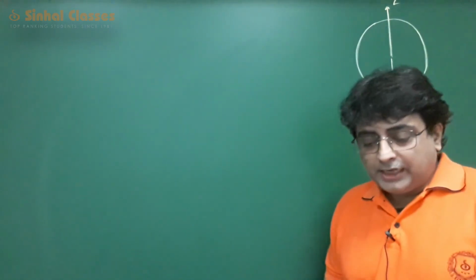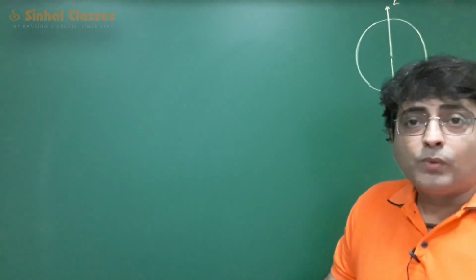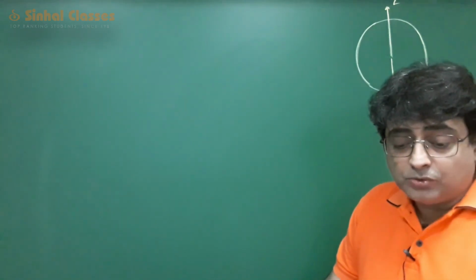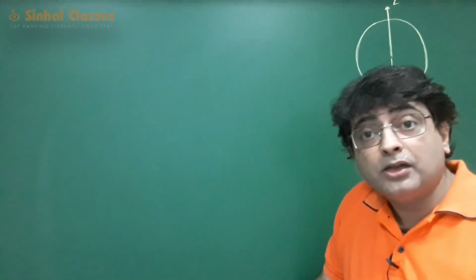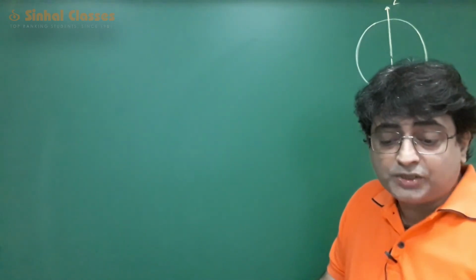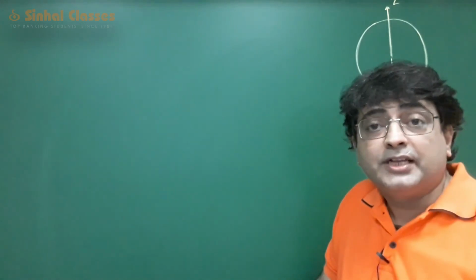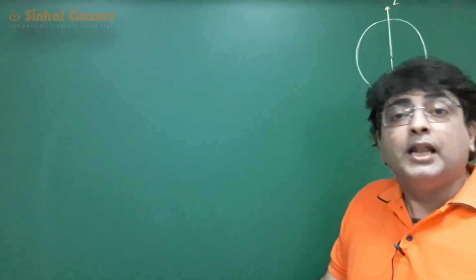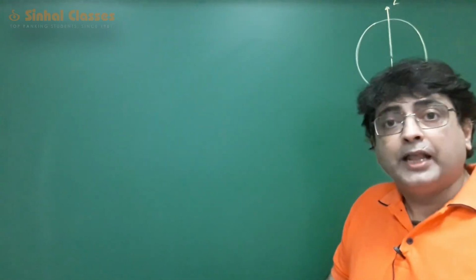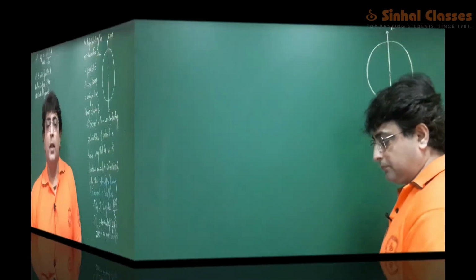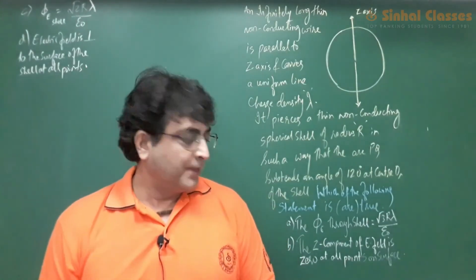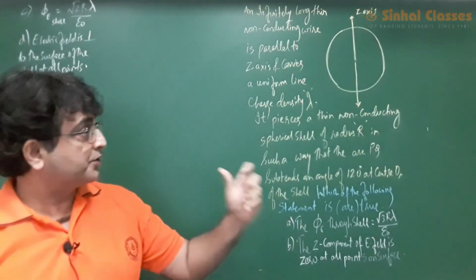So I've taken an infinitely long thin non-conducting wire. And what am I trying to do? I'm keeping this wire parallel to the z-axis, students, which carries a uniform line charge density lambda. Let me put forward this question, students, and then we'll try to work on it. Okay, students, now listen carefully. I've written the question for you.